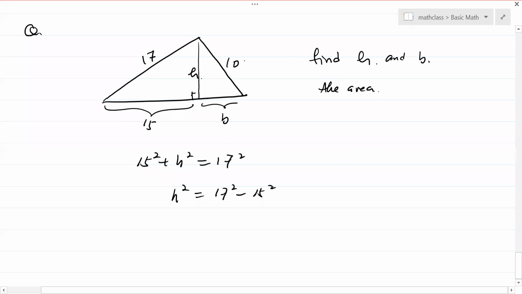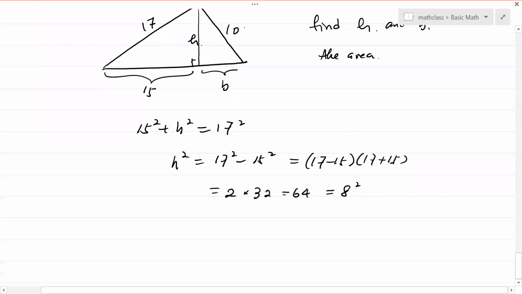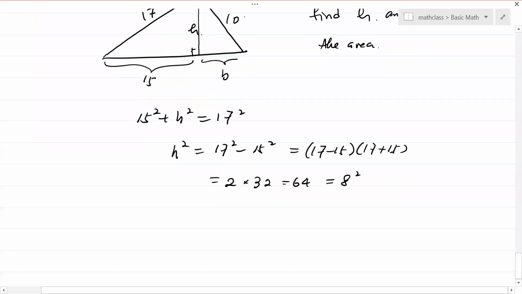You can use a calculator. If you don't use a calculator, I can show you another quick way. 17 minus 15, 17 plus 15. It's better, I don't need to square it. So that will be 2 times 32, so 64. And that's h squared. So that's how I get h squared. So h is going to be 8.